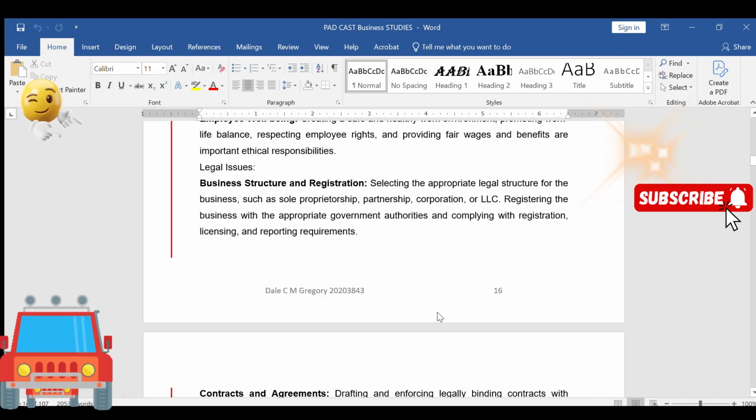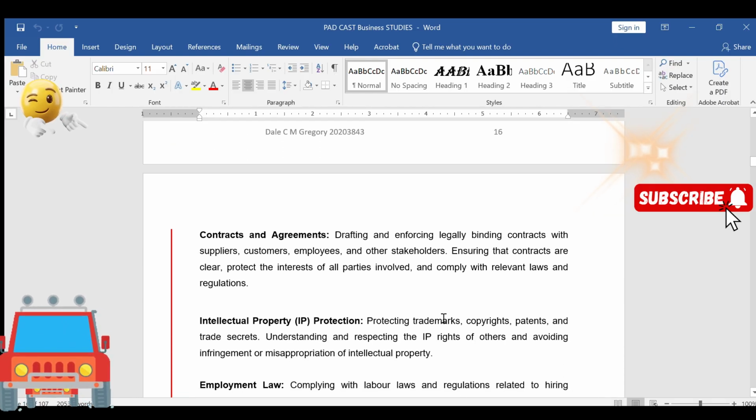So we have here business structure and registration, selecting the appropriate legal structure for the business, such as sole proprietorship, partnership, corporation, or LLC. So we are talking about registering the business with the appropriate government authorities and complying with registration, licensing, and reporting requirements.